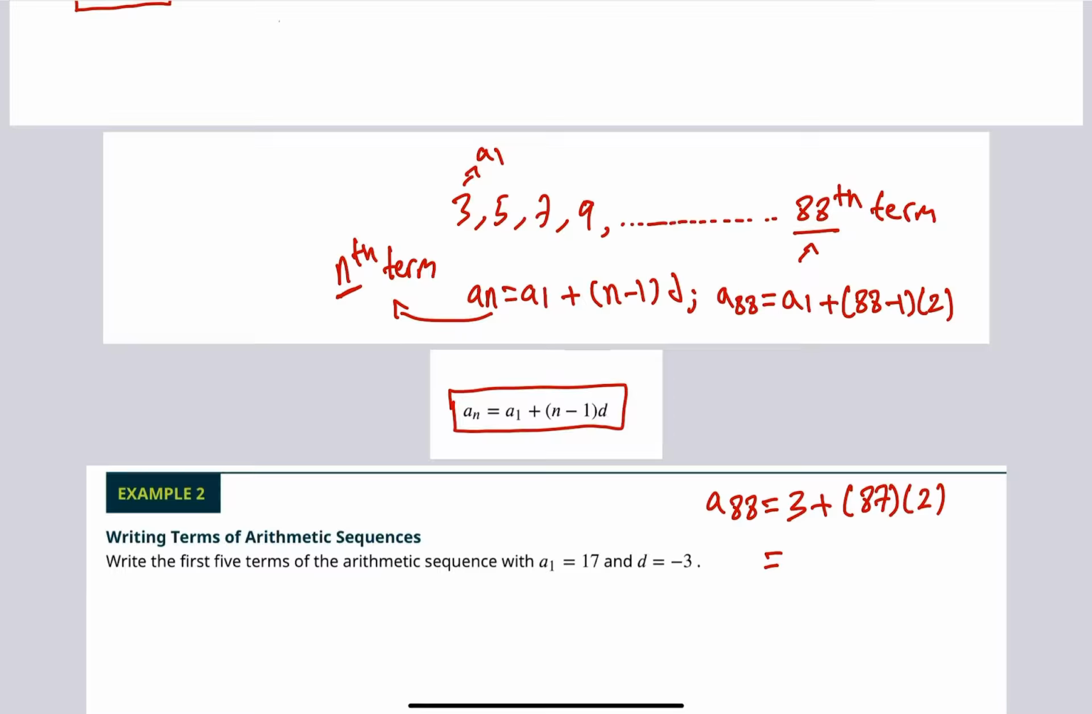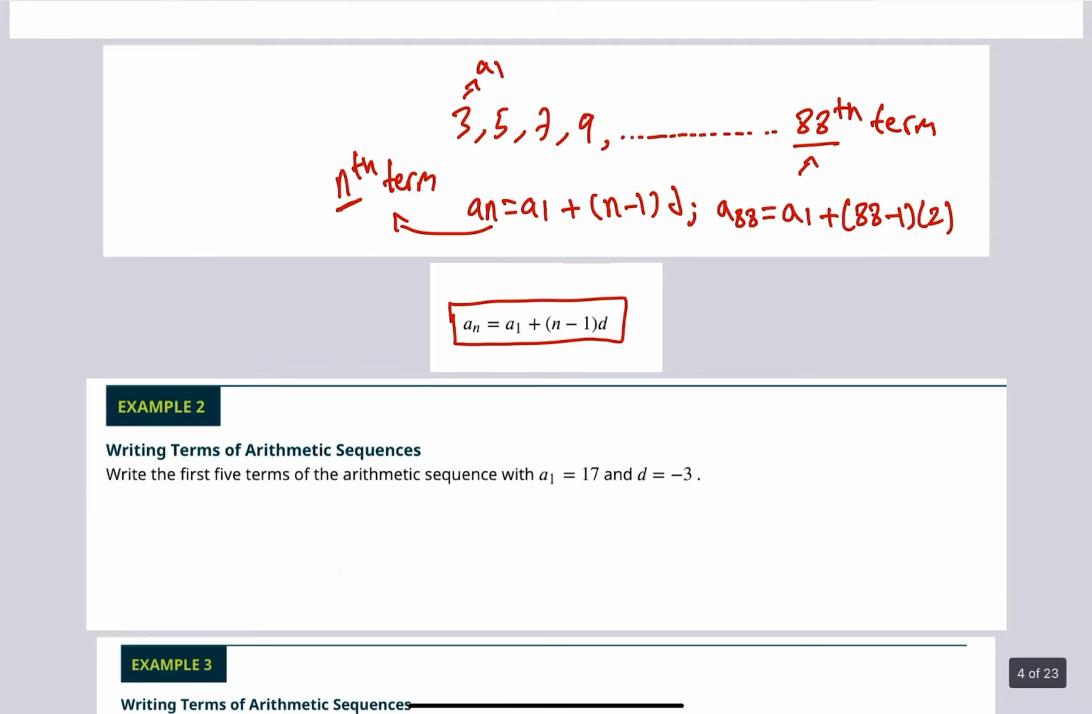which equals, if you do the math, 177, if I'm not mistaken. We have A88, which equals 177. Instead of counting by 2's, which would take forever, right? I would rather use a general formula, which is an equals a1 plus n minus 1 d.